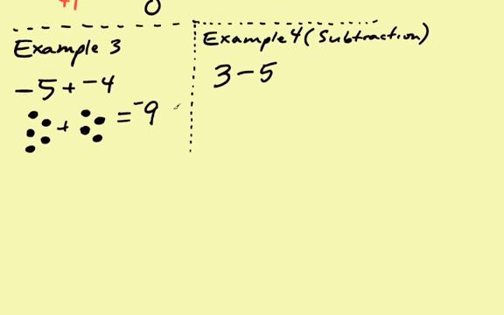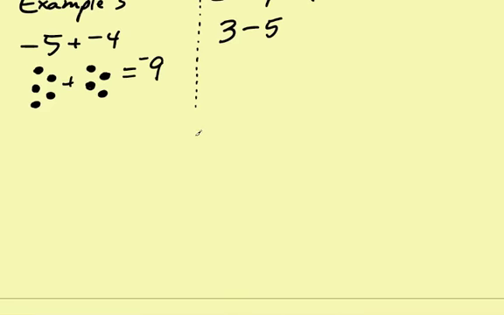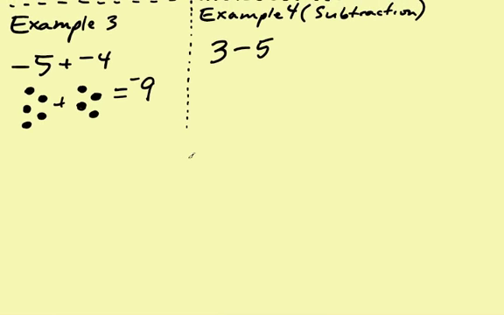Okay, 3 minus 5. Another way of thinking about this is that it's 3 minus a positive 5, right? Within any number, we know that it is positive as long as it doesn't have a minus sign. So this positive is understood to be there. I will highlight that. It is very important to understand that.